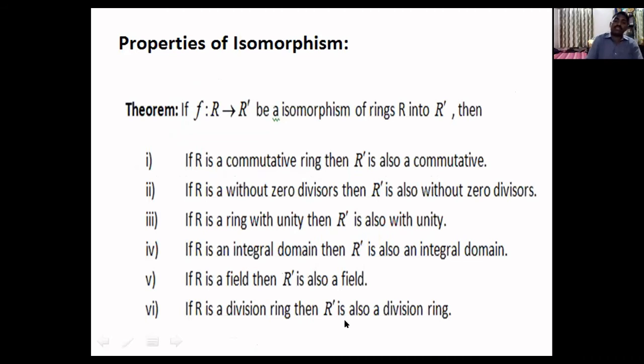Next, properties of isomorphisms. Theorem: if f from R to R dash is an isomorphism of rings, then if R is a commutative ring, R dash is also commutative. If R is without zero divisors, then R dash is also without zero divisors. If R is a ring with unity, then R dash is also with unity. If R is an integral domain, then R dash is also an integral domain. If R is a field, then R dash is also a field. If R is a division ring, then R dash is also a division ring. Now we have to prove one by one.